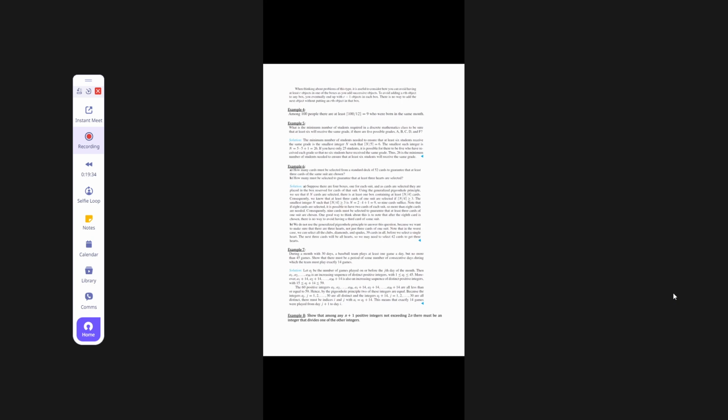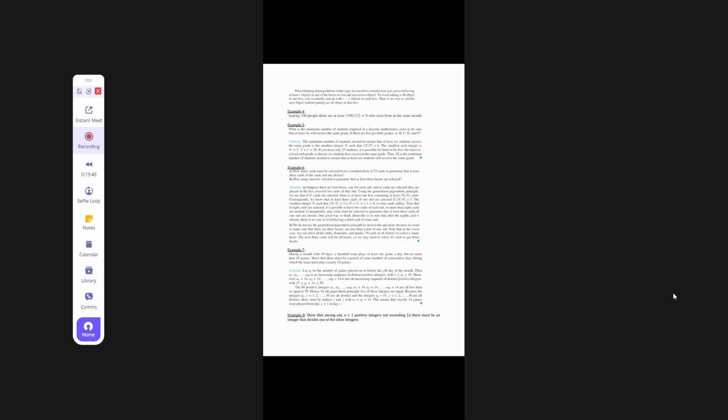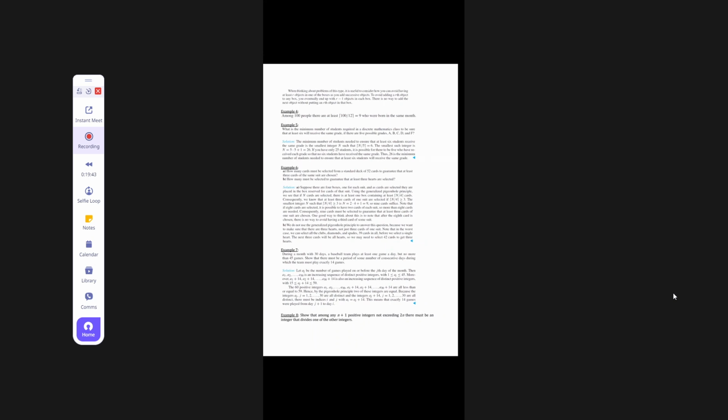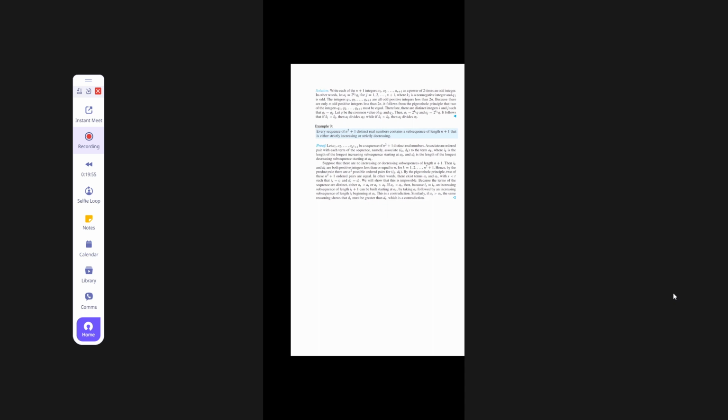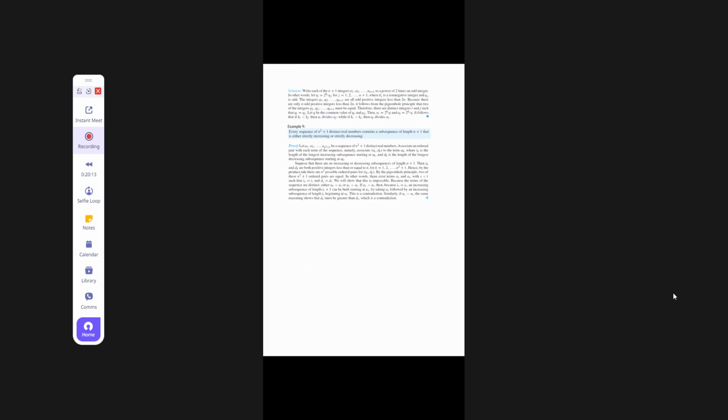However, example 7, example 8, and example 9, as I'm showing you on your screens now, are out of the scope of your syllabus. These are much harder problems, so you do not need to study them. Under the generalized pigeonhole principle, please study until example 6. Examples 7, 8, and 9 are not part of your syllabus. So this is topic 2, the pigeonhole principle and generalized pigeonhole principle.